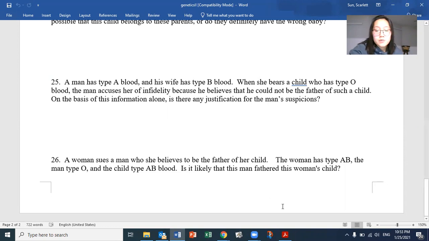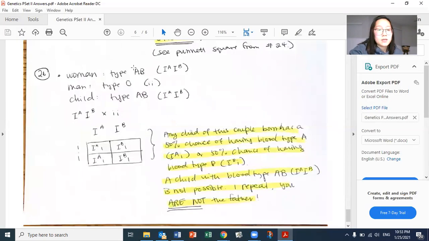Let's see. So if we do a cross, we know that type AB blood means that it's IAIB, and the type O is lowercase i. And we know that the child already got their blood type done, and they are IAIB. So let's do this cross between the parents. IAIB crossed with lowercase i, lowercase i.